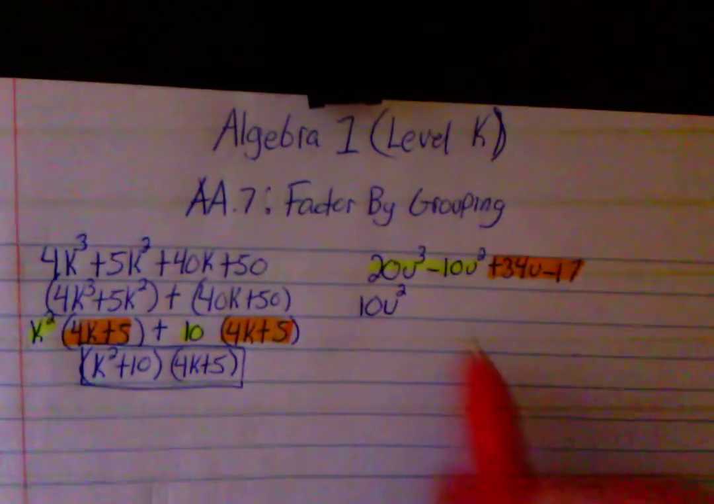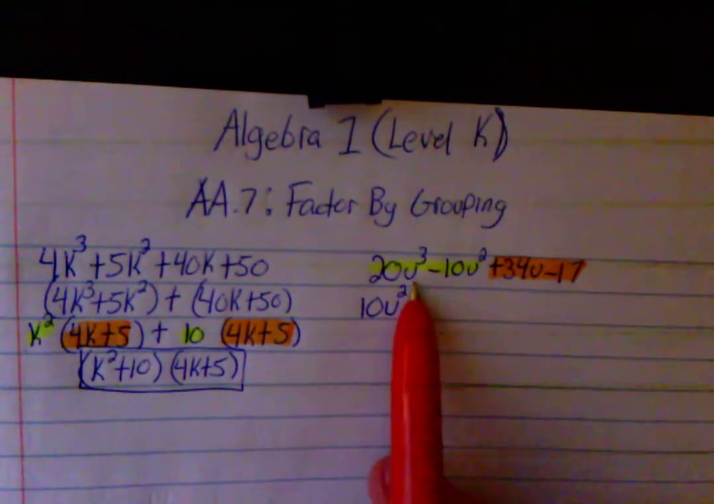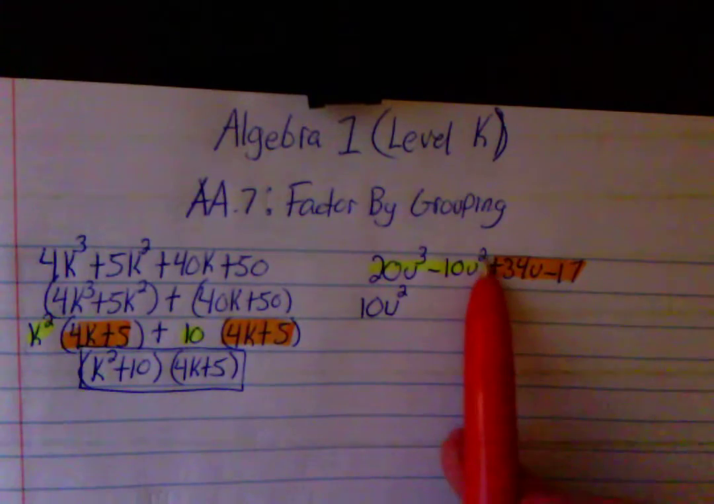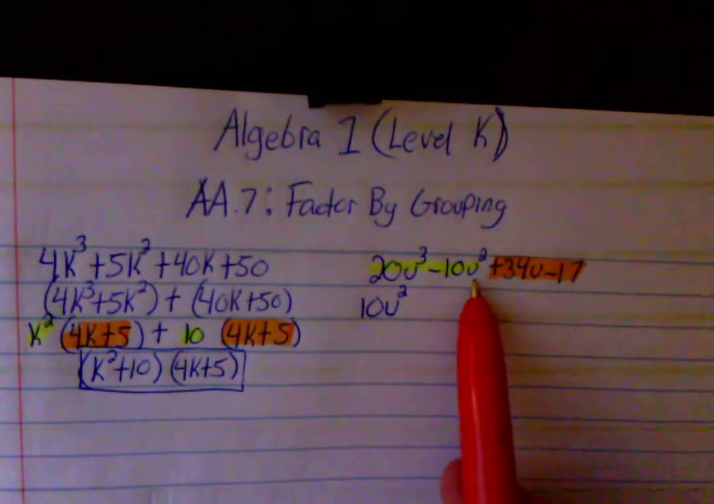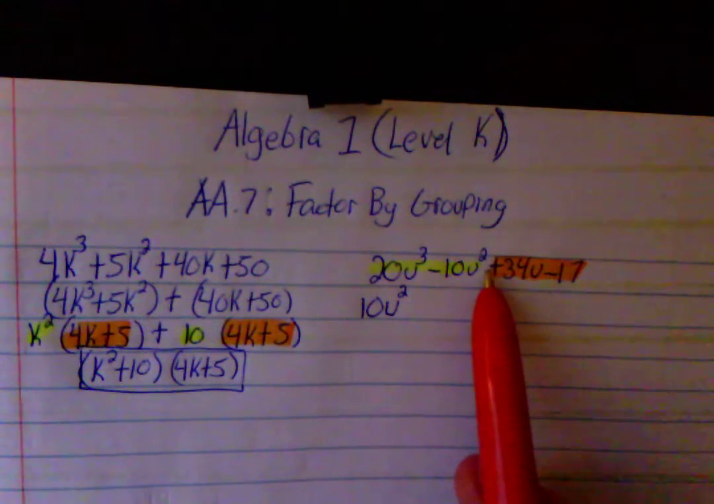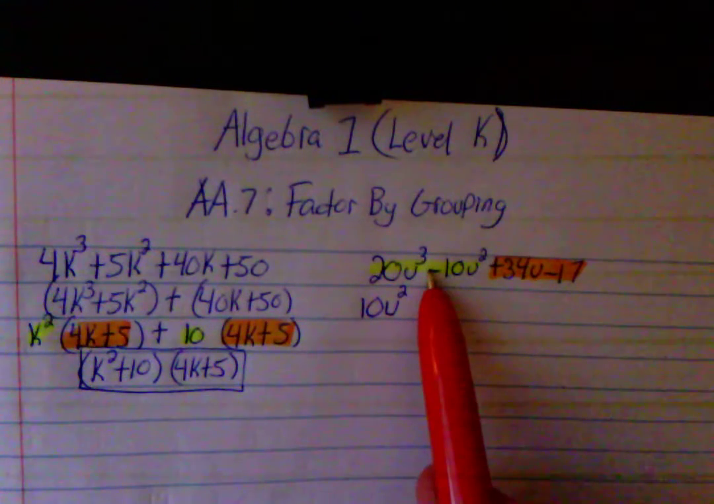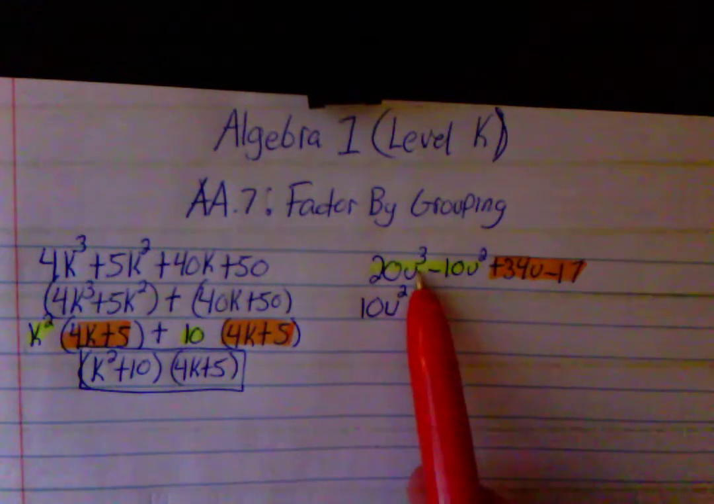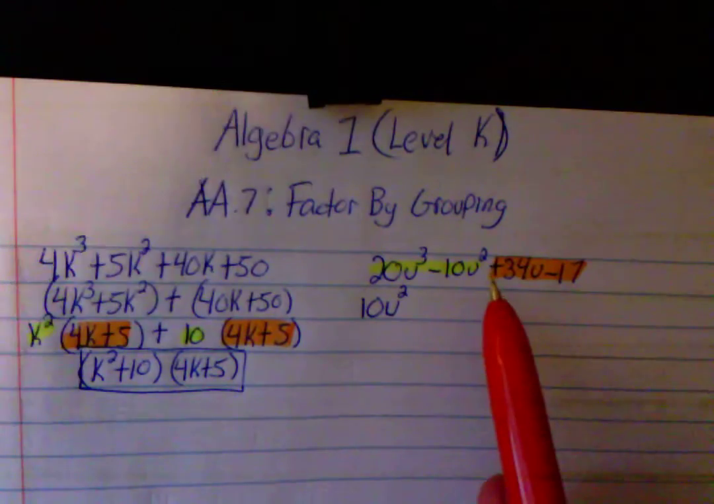If you're not strong with knowing how to find the greatest common factor with variables, it's always going to be the lower exponent. Okay, it's always going to be the lower exponent. So u squared has u times u. It only has 2 u's. U cubed has 3 u's. U times u times u. Well, 3 u's are not in u squared, so it always has to be the lesser exponent.